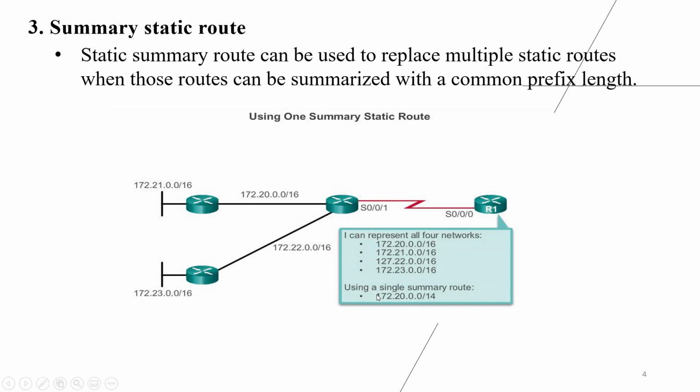Put another way, when you have three or four subnets, you can create static routes for the individual subnets, or you can just make it a summary. You can make only one route by changing your subnet mask. That means the CIDR will be changed. By changing the CIDR value, you can make a single route. That is the summary.